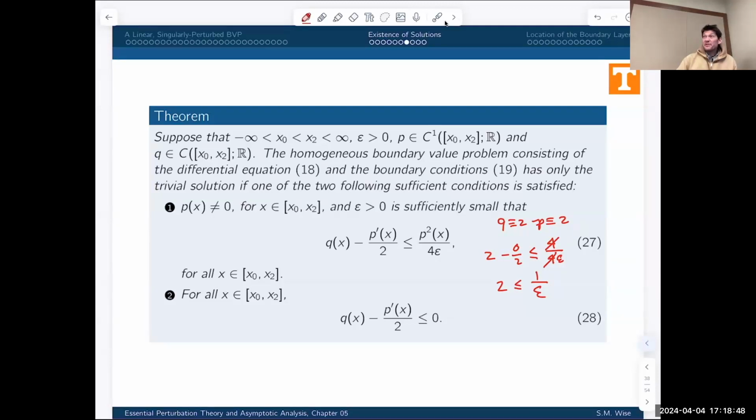Now, these are sufficient conditions. They're not necessary conditions. So actually, that previous problem has a solution for every epsilon. It's just that the sufficient conditions don't tell us the necessity of things. Right? Yes. Sorry, what's the difference between sufficient conditions and necessary conditions?